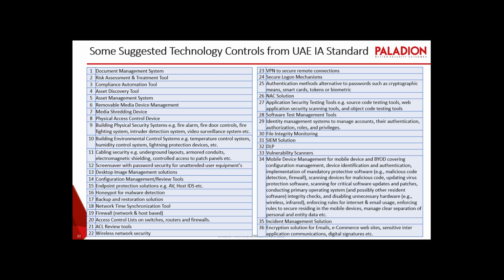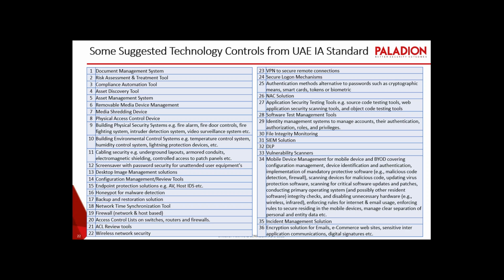Some suggested technology controls from UAE IA standards. This is again not a very exhaustive list, but we thought it might bring in some idea to our current participants today. So it talks about multiple different technology platforms. But again, the point that I would like to emphasize here is that none of these technology platforms are mentioned as mandatory by NESA. These are provided as an implementation guidance, or as an automation guidance, but these are not something that NESA is saying you have to implement.